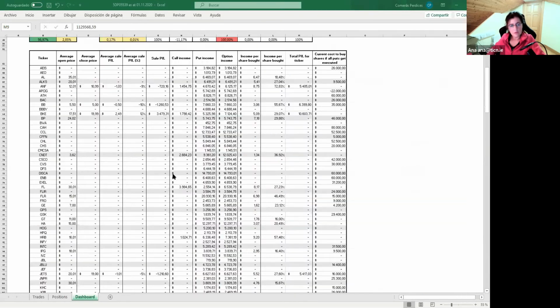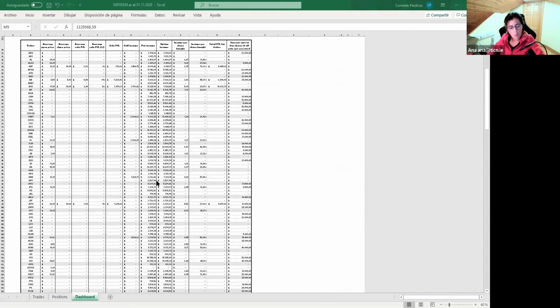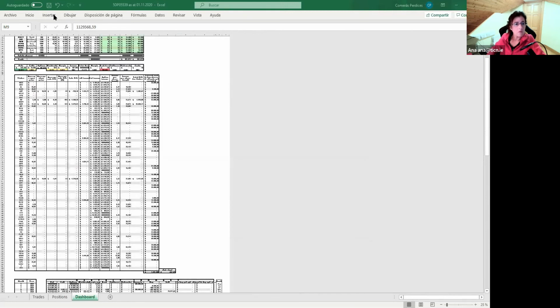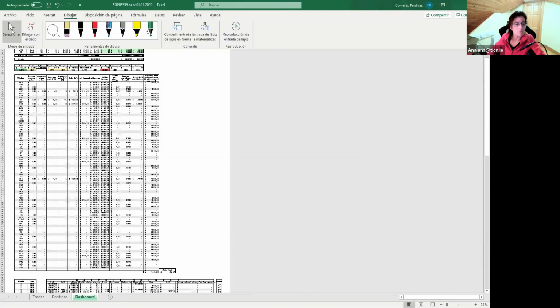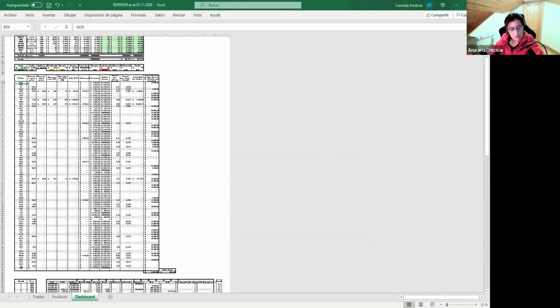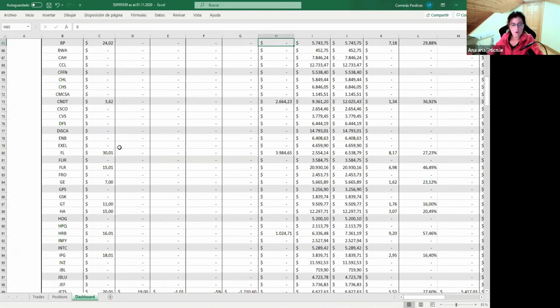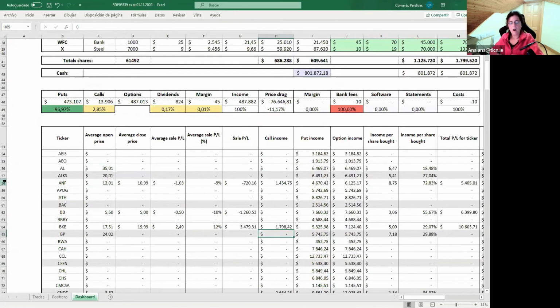I need to make this smaller. I need to remove this from here to here. Oops. From here to here, this is how many? 88. In this account, we've sold puts on 88 companies, and you can see the tickers in this column.